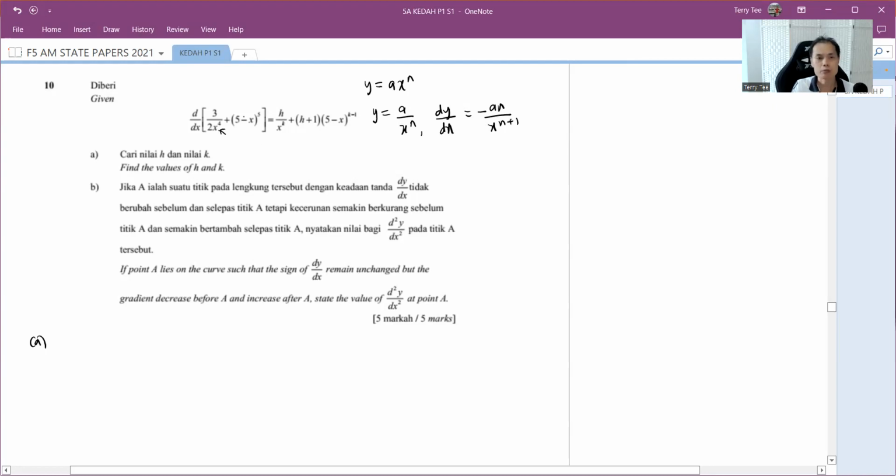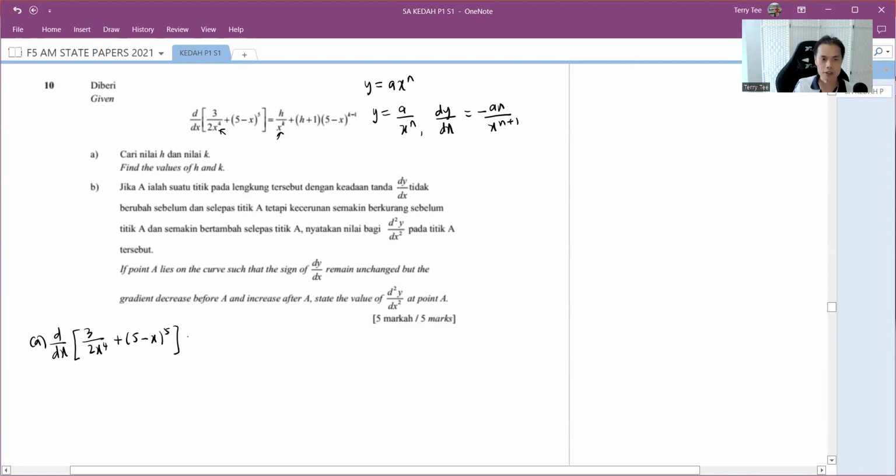Now, I know a lot of people will bring the power up, right? Then you have to differentiate and bring it back down, which I think is a bit slow, right? Because when you use this form, your answer is straight away in the reciprocal form. So let me show you here. When you differentiate the first one, I'm copying this again, 3 over 2x^4. This is (5 minus x)^5. This is the reciprocal form.